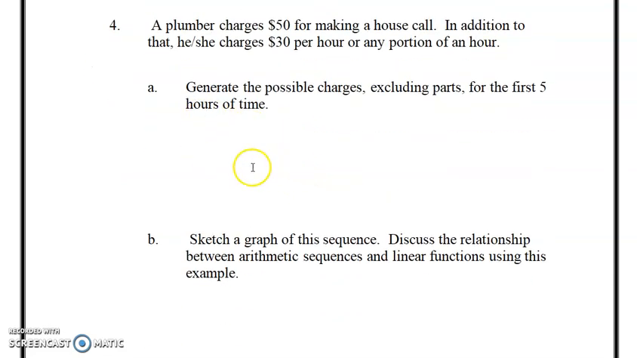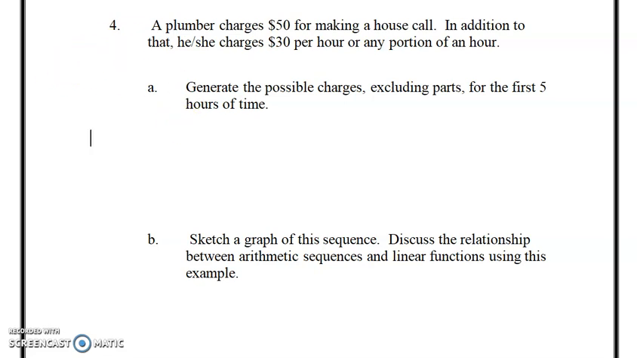All right. And our last example from 1.1 is a plumber charges $50 for making a house call. In addition to that, he or she charges $30 per hour or any portion of an hour. So basically that means if the plumber's there for 45 minutes, they're still going to be paid $30 an hour. It usually rounds up from experience. So it says generate the possible charges excluding parts for the first hour.